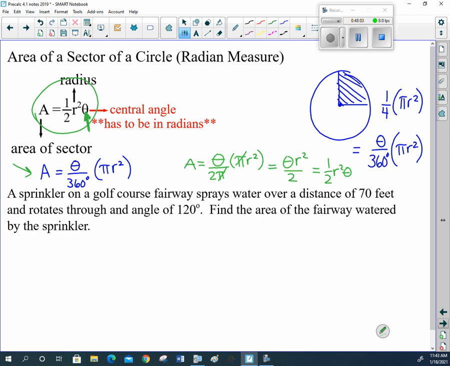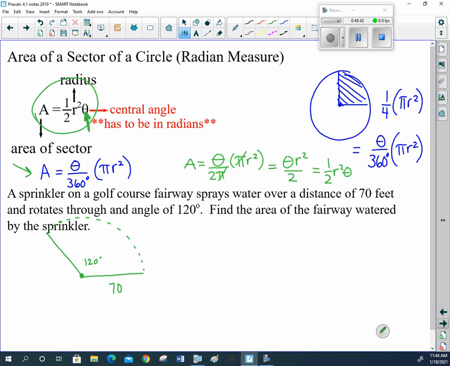Okay, this question says a sprinkler on a golf course fairway sprays water over a distance of 70 feet and rotates through an angle of 120 degrees. Find the area of the fairway watered by the sprinkler. Okay, so let's put the sprinkler right here. And it sprays a distance of 70 feet, so that's kind of its radius right there. And it sprays 120 degrees.